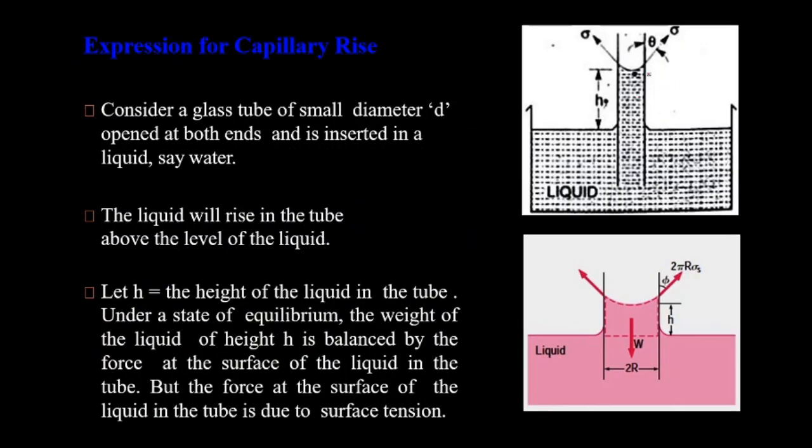Wait. So see here, liquid is there, and a tube. This is the glass tube. I'm writing with the mouse, it is difficult. Okay. So this is the glass tube, right? When it is inserted vertically inside the liquid, the liquid rises in that tube.